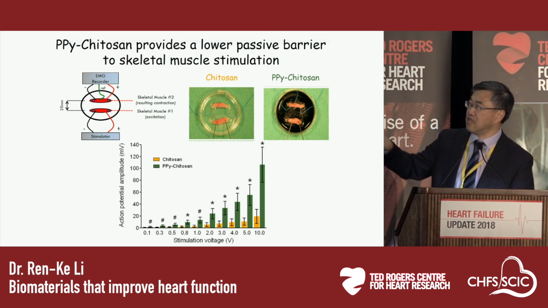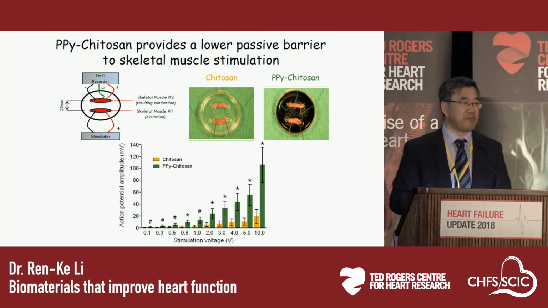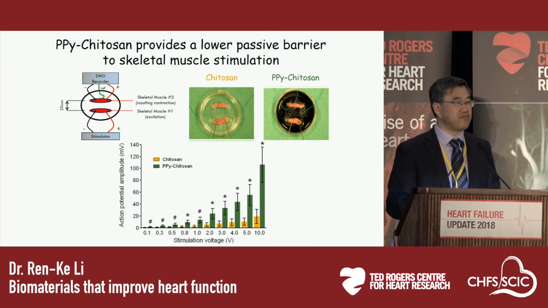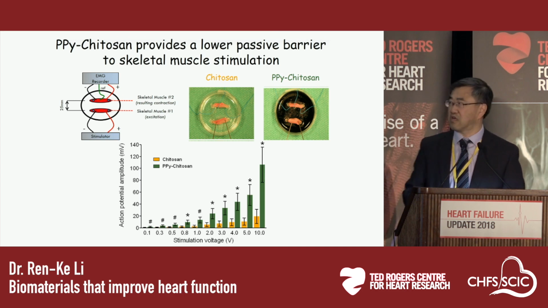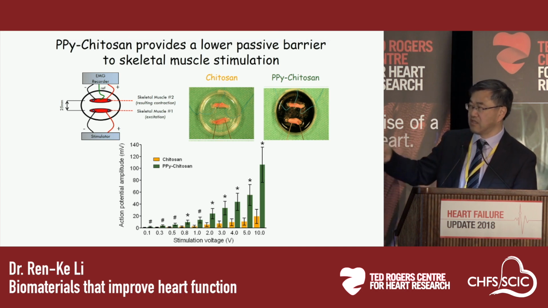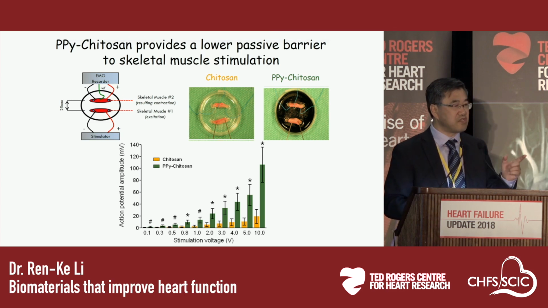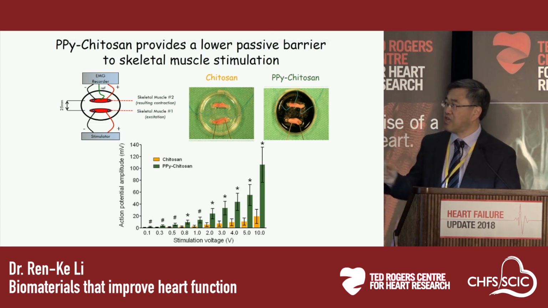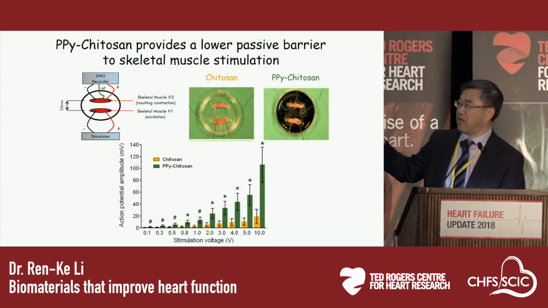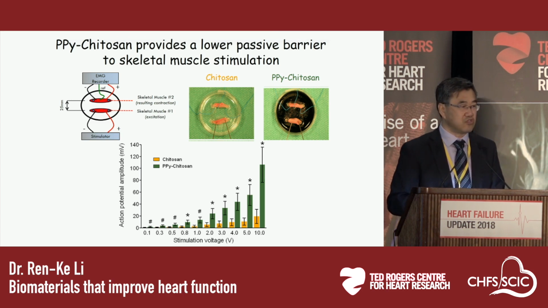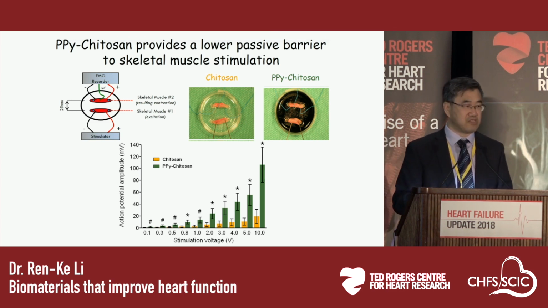And you can see the muscle with the conductive biomaterial can receive a stronger conductive voltage compared with the control group. That means the conductive biomaterial can pass biological electrons to the other side of the muscle.